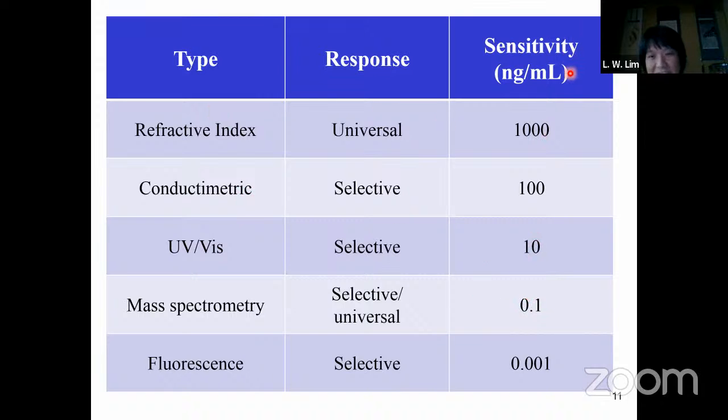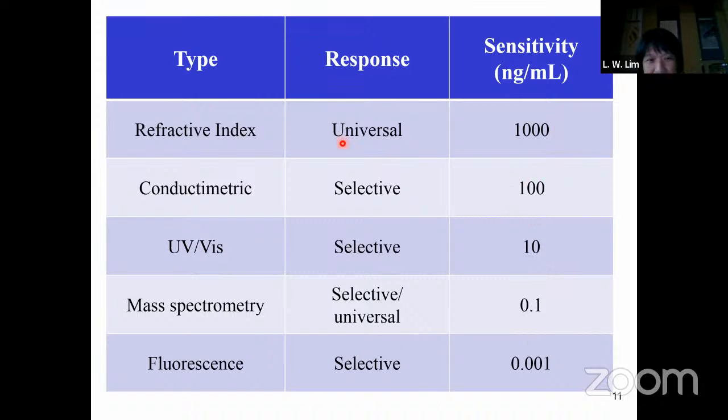If you look at the sensitivity here, the unit I use is nanogram per milliliter. Milliliter you can convert to gram, so nanogram per gram means a ppb detection limit. When you have a ppb detection limit, if you look at the universal one, like the RI, refractive index, you can detect at this limit. A limit means the lower, the better, right? So if I compare these 5 detectors, they have slightly different sensitivity.